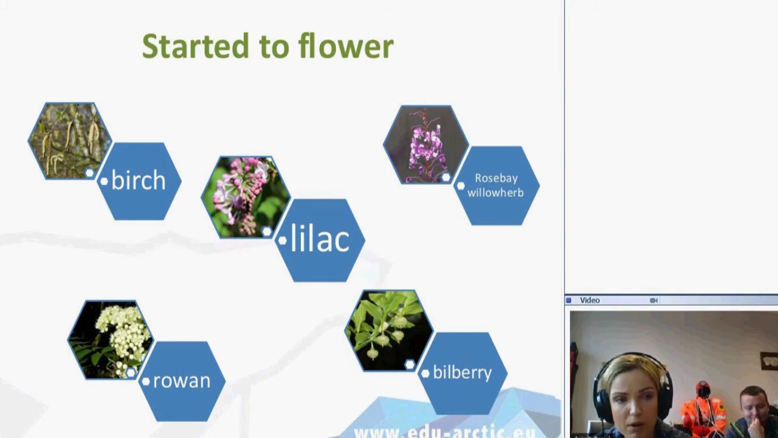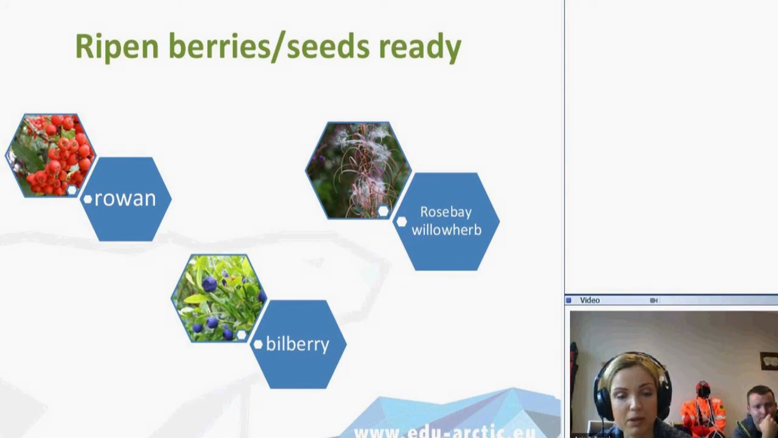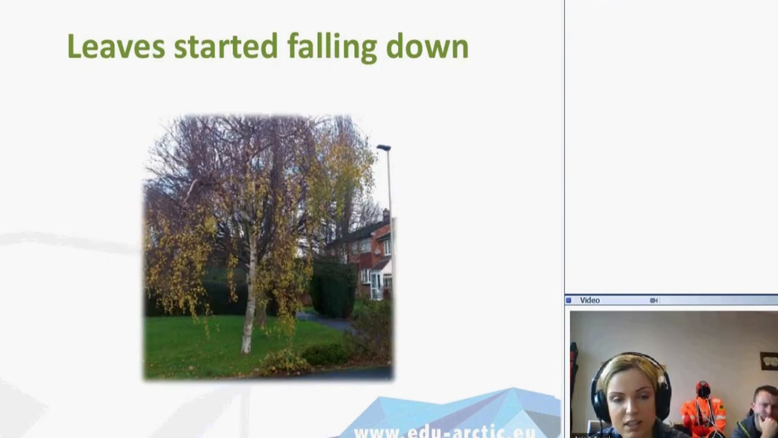As for starting to flower, I think it's quite easy to observe. Something interesting, that birch has long yellow-brown flowers that produce yellow pollen, yellow dust, we might say. And bilberry also has very strange, we would say, flowers, white or green, that look like cups. And the rest are, I think, quite easy to observe. Ripe berries and seeds ready. I think you will be able to recognize seeds ready with rosebay willow herb because they look a little bit like cotton wool.